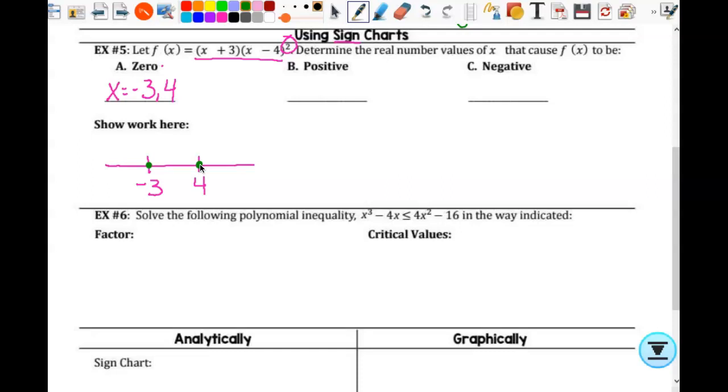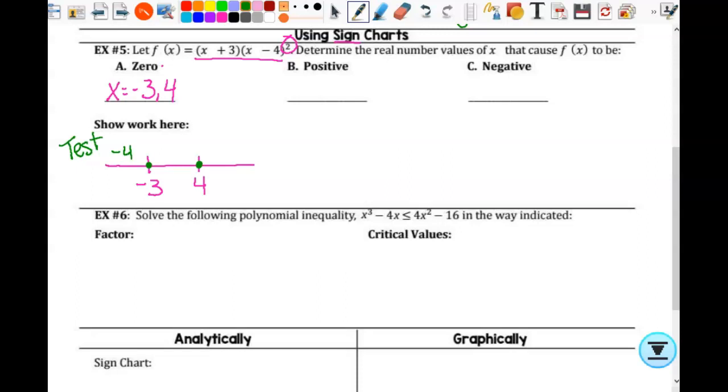Then we're going to find some test points to figure out if our function is positive or negative. So right up here, these are going to be our test points. I need a point that is less than -3, but greater than negative infinity. We don't have to go crazy. My test point is going to be -4. I could have chosen -5. I could have chosen -20. It doesn't really matter. It just has to be between -infinity and -3.